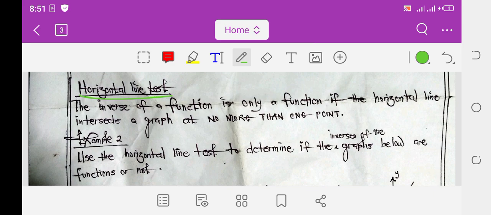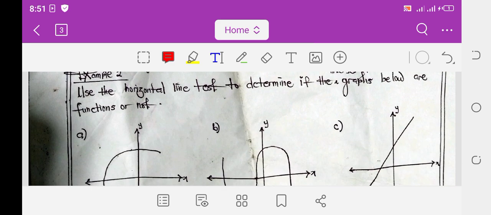So what we need to understand is that the horizontal line test states that the inverse of a function is only a function if the horizontal line intersects a graph at not more than 1 point. So for this one, we usually use it in pre-calculus. Let us look at the first examples.